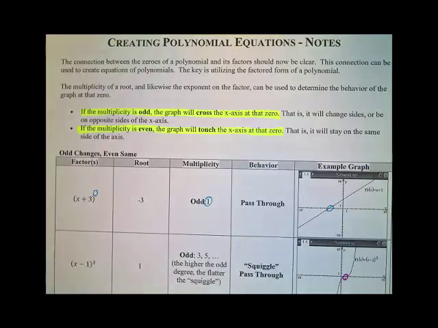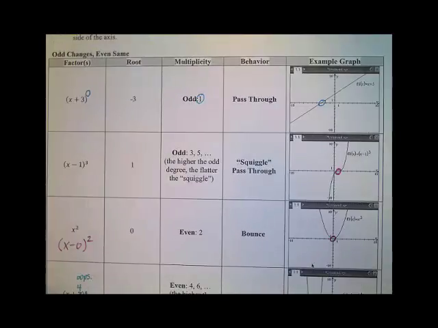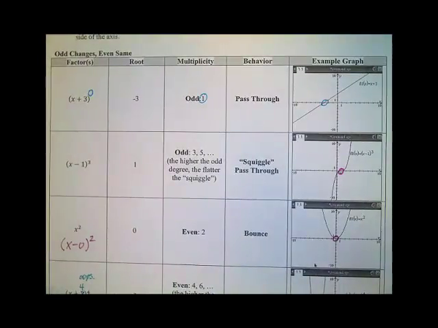All right. In the next one, we have x minus 1, and it's raised to the third power. We know the root is 1, and its multiplicity is 3. In parentheses, it says the higher the odd degree, the flatter the squiggle. So you can see at that root of 1 how it flattens out, okay? But notice it passes through that root, just like the previous example.